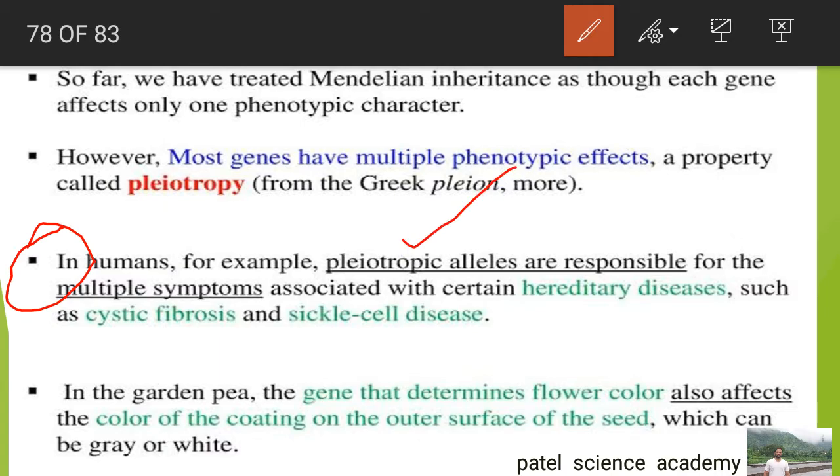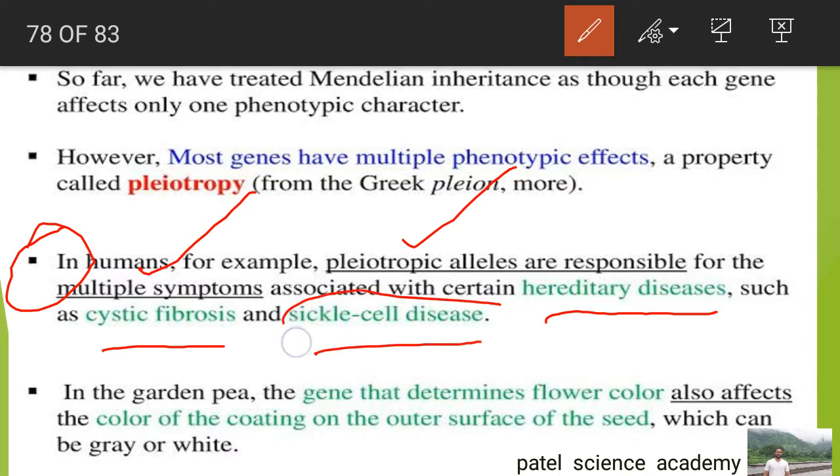The example is that pleiotropic alleles are responsible for the multiple symptoms associated with certain hereditary diseases such as cystic fibrosis and sickle cell disease. So in this lecture I'll explain about sickle cell disease.